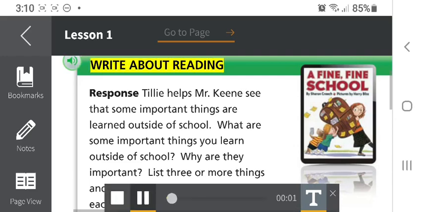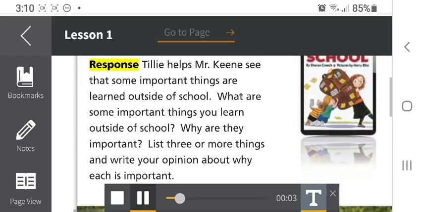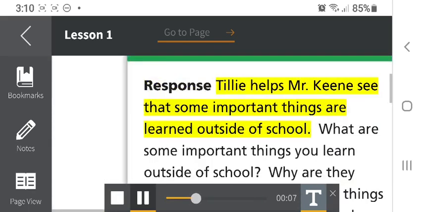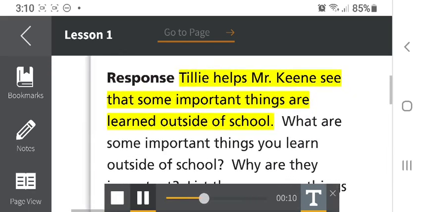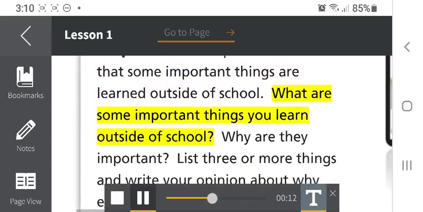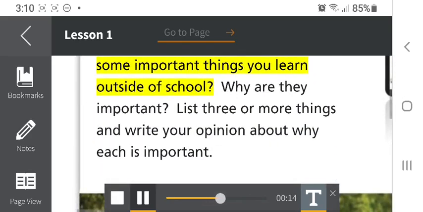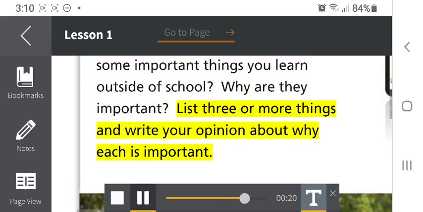Write about reading. Response. Tilly helps Mr. Keen see that some important things are learned outside of school. What are some important things you learn outside of school? Why are they important? List 3 or more things and write your opinion about why each is important.